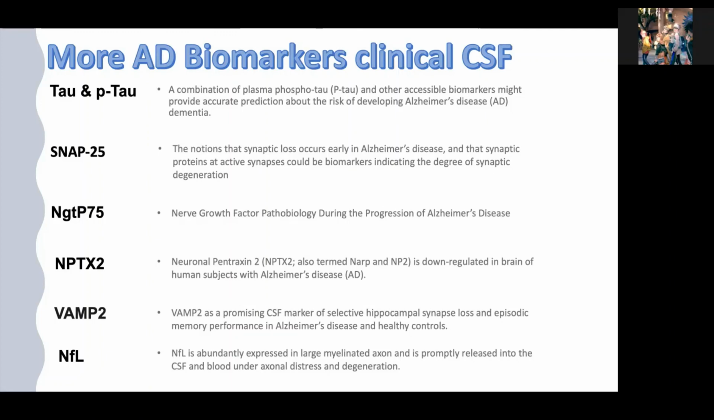I have references and more detail in the notes, so I will upload this file and update it with more information, because this is not finished. And NFL is abundantly expressed in large myelinated axons, and is released into CSF and blood under axonal distress and degeneration, so you would expect more. That is what we are predicting. So this is the biomarker for CSF.